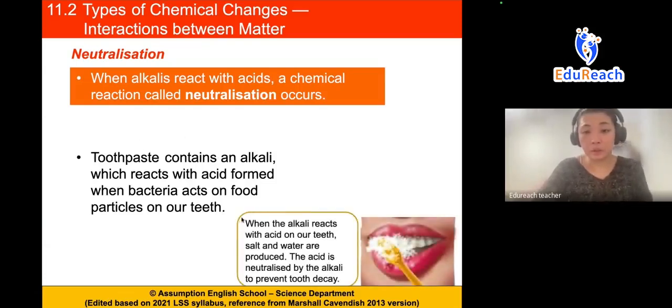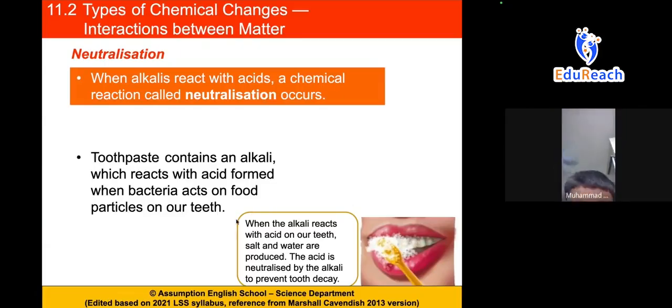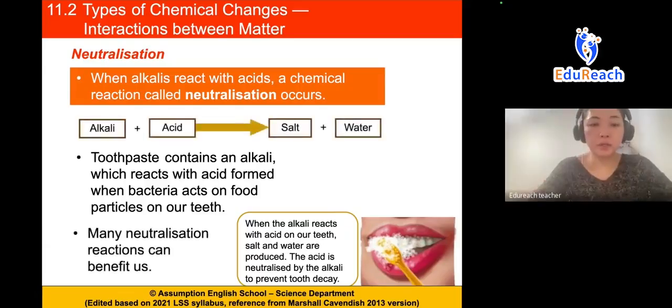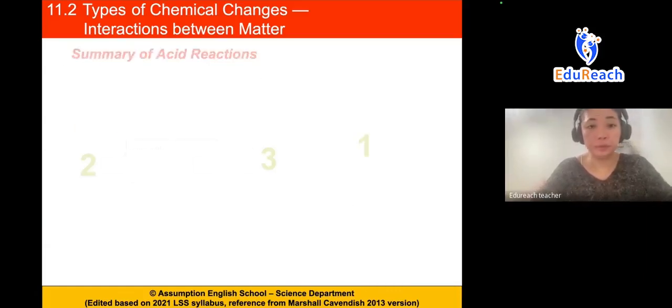So we use toothpaste, which contains alkali. Okay, Abdullah, can you read this out loud? When the alkali reacts with acid on our teeth, salt and water are produced. The acid is neutralized by the alkali to prevent tooth decay. So many neutralization reactions can benefit us. So this is the third kind of reaction: alkali and acid will get us salt and water. And this is called a neutralization reaction.